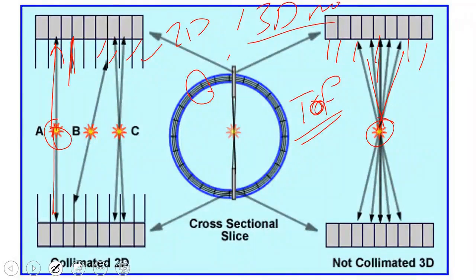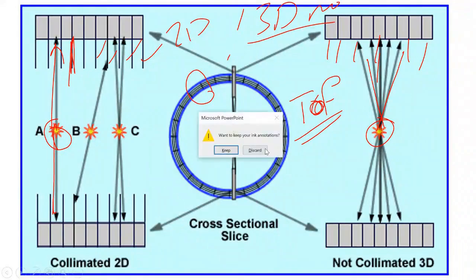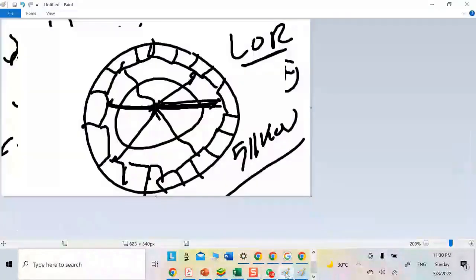The first logical question is how to determine the location of annihilation. Let's think and say, how does it determine the location of annihilation?